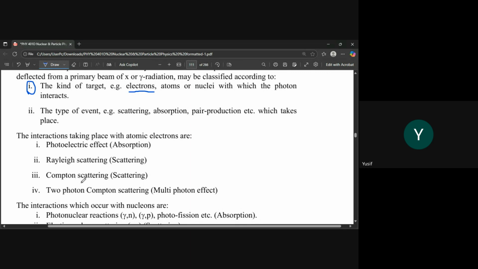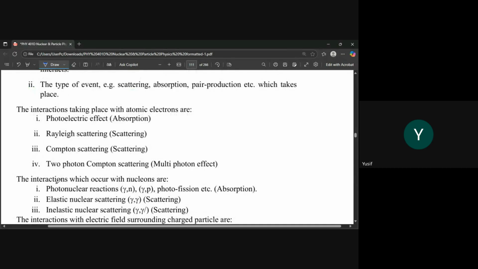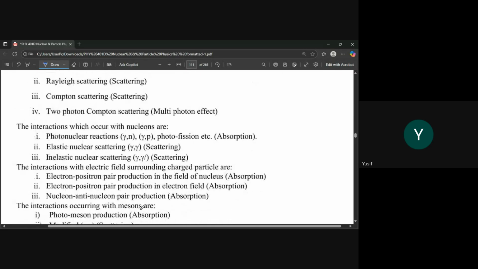Okay. And number two, the interactions which occur with nucleons. Then you can talk of the photonuclear reactions and the photofission, which is also absorption. You can talk of elastic nuclear scattering, that is the gamma-gamma. And you can also talk of inelastic nuclear scattering, which is also gamma-gamma. Then you can also talk about the interactions with electric fields surrounding charged particles.